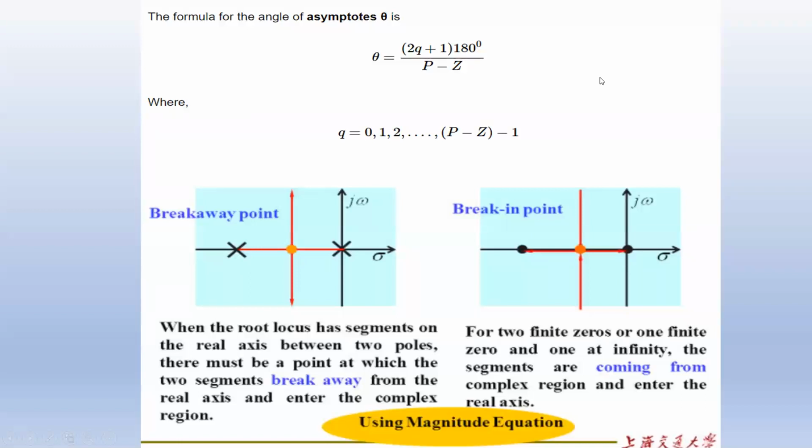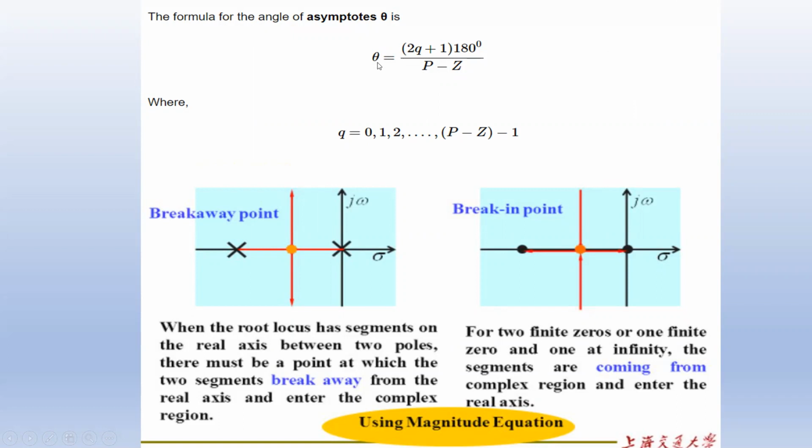We saw that in rule 2 there are branches which are going to infinity. So any branch which is going to infinity for any curve has asymptotes. What are the angles of asymptotes that the curve is having? So we have to find out the angle of asymptotes. That is what rule 4 is stating to us.